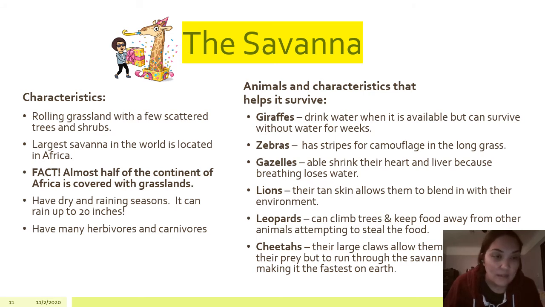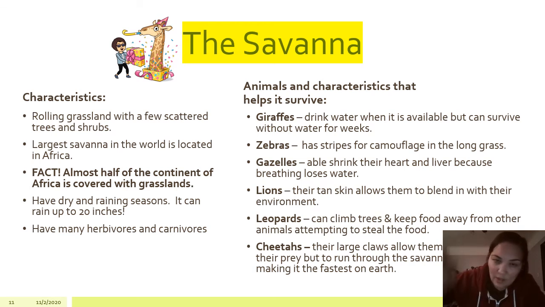And also the savannas have dry and rainy seasons, and it can rain up to 20 inches, okay? And there's all kinds of herbivores and carnivores, so they all live in this really cool place called the savannah. So here we go, binoculars up. Giraffes. Giraffes drink water when it's available but can survive for weeks without it. Zebras have stripes so they can camouflage, right?